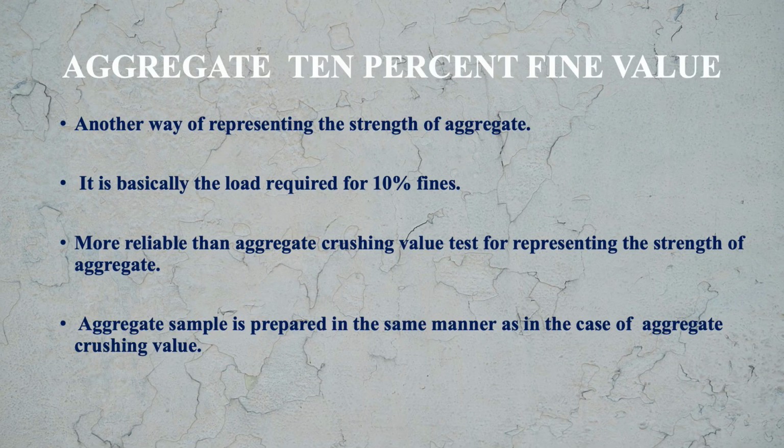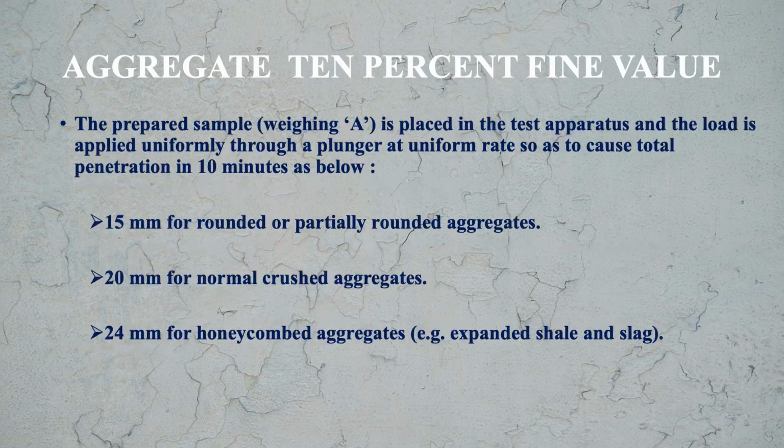Aggregate sample is prepared in the same manner as we did in case of the aggregate crushing value test. The prepared sample, let this weight of the sample be A, is placed in the test apparatus and the load is applied uniformly through a plunger at a uniform rate so as to cause total penetration in 10 minutes as mentioned here.